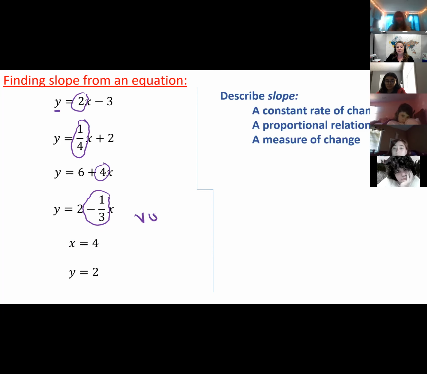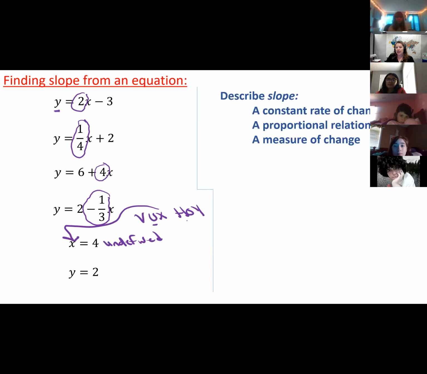We have Vux Hoy. That means vertical lines have an undefined slope and there's only an x in the equation. So if you only see an x, if I graph this, it's going to be a vertical line. So hopefully you'll remember Vux means undefined. My slope is undefined. And the word Hoy in this situation means that horizontal lines have a 0 slope and there's only a y in the equation. So this represents a horizontal line and it has a 0 slope.